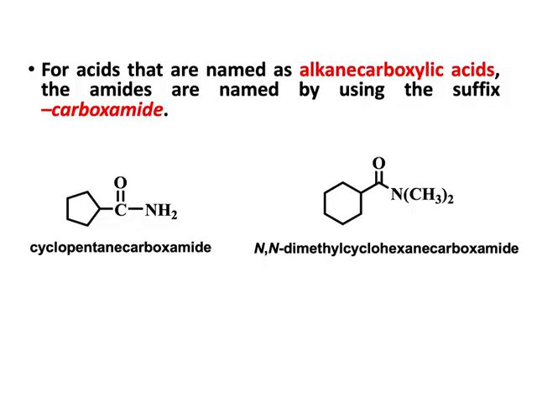For acids that are named as alkane carboxylic acid, the suffix name becomes carboxamide. So this one is for cyclic. An alkyl group attached to C double bond O, which is cyclic, with the C double bond O bonded with the amide. So the name becomes cyclopentane carboxamide. So it's different for the cyclic compound. The acyl group is attached with the NH2, so the name becomes cyclopentane carboxamide.